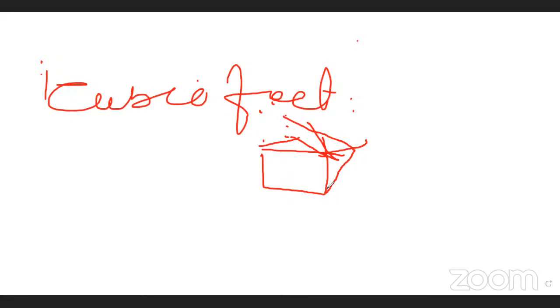A cubical container of dimensions 1 feet length, 1 feet breadth, 1 feet height is known as 1 cubic feet. Feet came from foot. Foot is the singular word and feet is the plural form of foot. So 1 feet length, 1 feet breadth, 1 feet height.